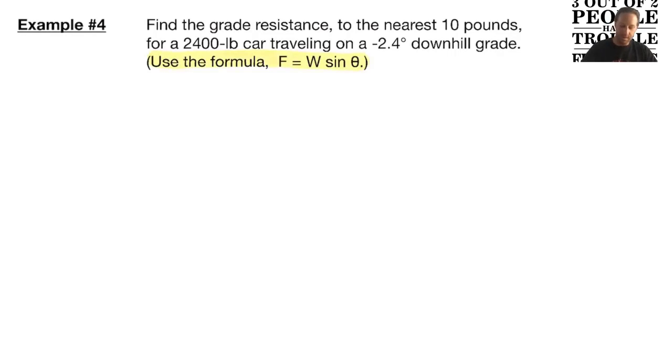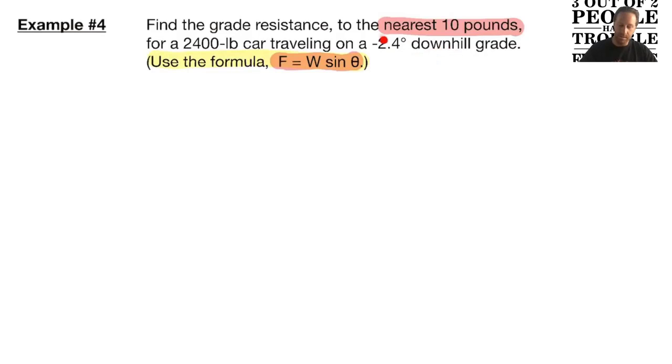So I'm just going to take this formula and I'm going to have to extract of those three unknowns, F, W, and theta. They're going to have to tell us two. So it says to find the grade resistance to the nearest 10 pounds. That's key. They want us to round. For a 2,400 pound car traveling on a negative 2.4 degree downhill grade.